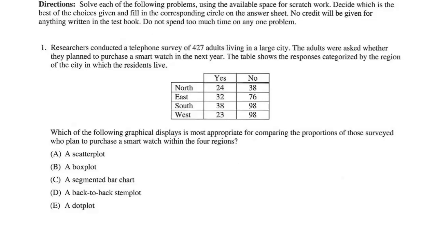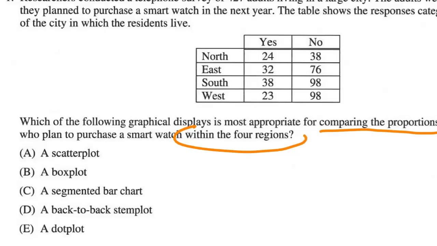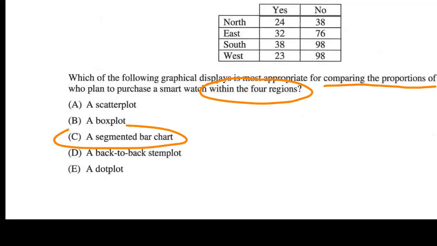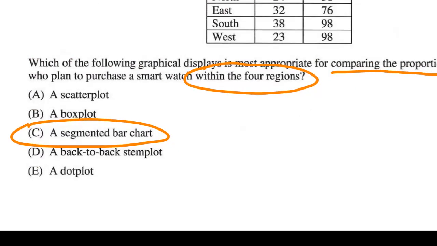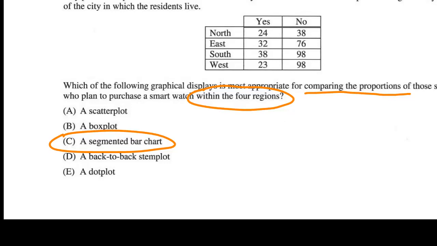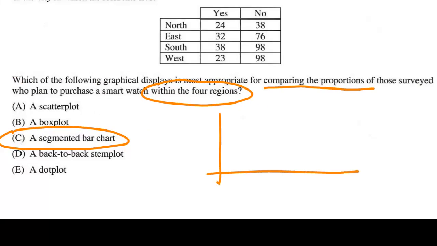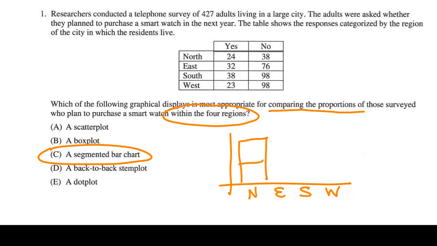If you are wanting to compare the proportions of those surveyed within the 4 regions, then a segmented bar chart is your choice. That would allow you to do a bar chart for north and have yes and no, then a bar chart for east, have yes and no, a bar chart for south, and a bar chart for west. So you'd have something like this, and it would allow you to look at them side by side. Does that make sense? Obviously, you would need to calculate percentages. I'm just throwing bars up there with shading.